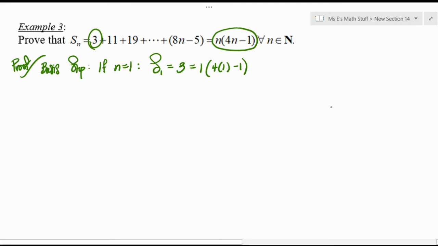Okay, so now let's simplify it. 4 times 1 is 4, minus 1 is 3, 3 times 1, yep, it's true. Okay, so we just passed the basis step. With our analogy, we just showed you can get your foot on the first rung of the ladder. All right, well on our way. Okay, now let's go to the inductive step.